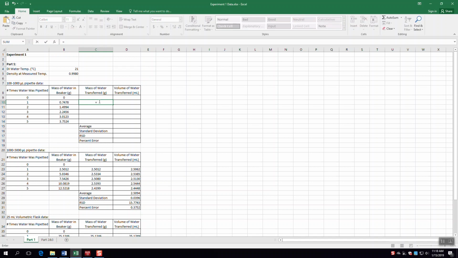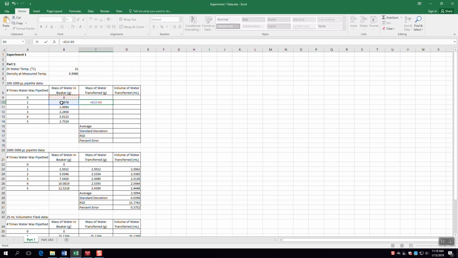I've also gone ahead and entered in my mass of water in the beaker for each of the trials using my small pipette data. You'll notice that I added approximately 0.75 grams of water, or milliliters of water, per transfer rather than the 0.5 that you're supposed to do in the experiment. So keep that in mind when you're looking at my data. So what I need to do now is figure out the mass of water that was transferred in each of the trials.